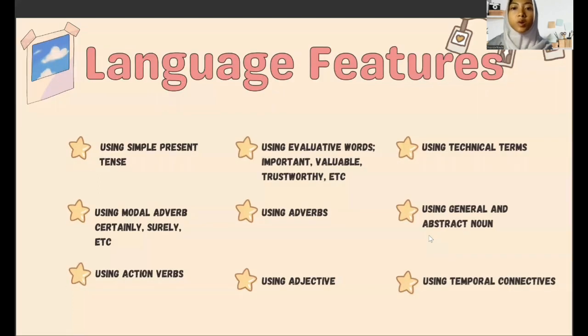Nah, next is language feature. Language feature of hortatory exposition. The first is using simple present tense, same as using verb 1. Next is using modal adverbs. Modal adverb to express belief, atau untuk memperlihatkan sejauh mana kepercayaannya. For example, like certainly, surely, and other.